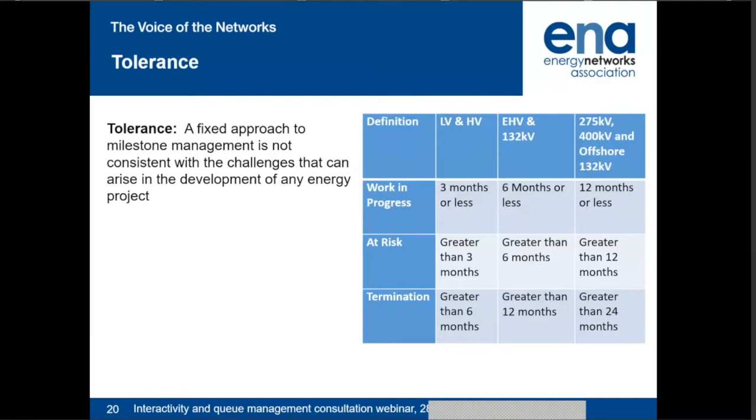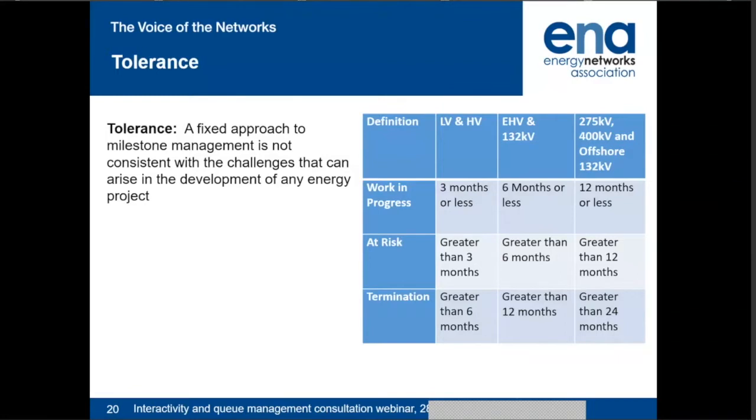That is to say that no action would be taken at that stage. This is the time that they have in their back pocket, and that level of time reduces as you move down the levels. So going to 6 months at EHV and 132 kV, 3 months at LV and HV. If a customer was to exceed this first level, so again, going back to that right-hand column, if it was to extend beyond 12 months, it would then be classified as being at risk.